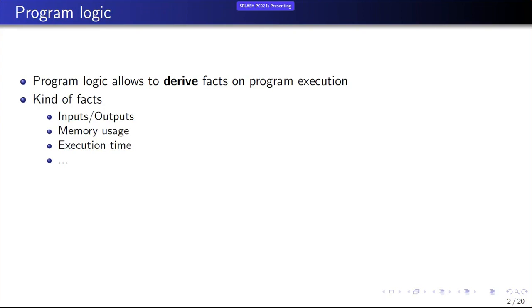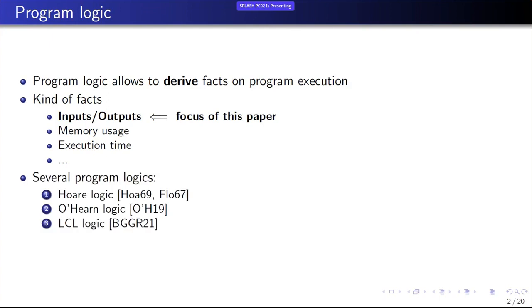We can derive several kinds of facts about programs, for example, the relationships between the input and the output, memory usage, execution time, and so on. In this talk, we'll be interested in input-output behavior. Several program logics have been proposed to tackle these kinds of facts. We have, of course, the fundamental logic from Hoare, but very recently also the incorrectness logic. And in this paper, we focused on the local completeness logic, which is kind of a combination, in a certain sense, of the two.